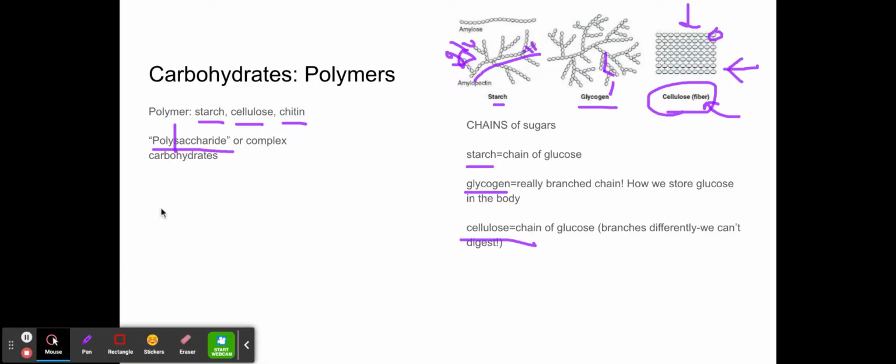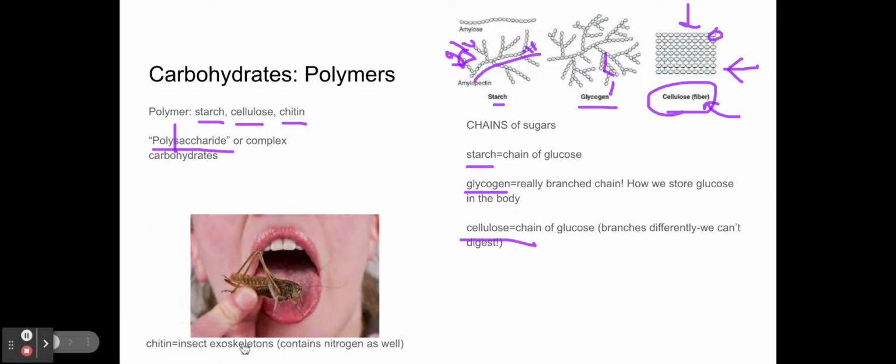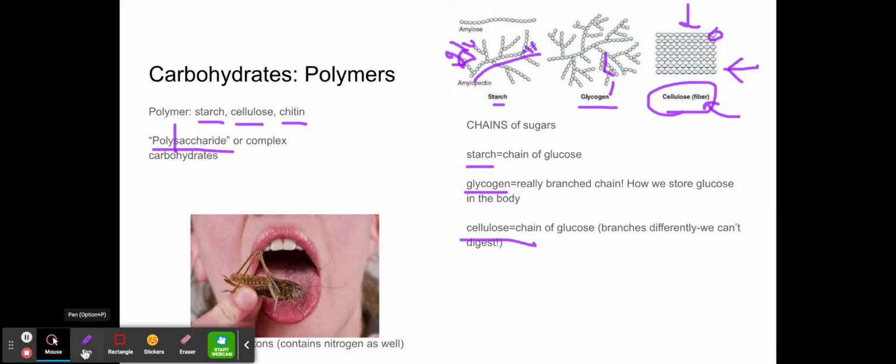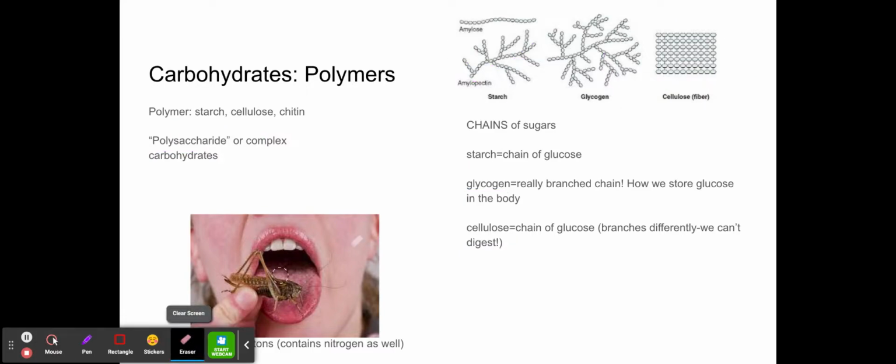Kind of cool. And then finally, we have chitin, which is found in the exoskeleton of insects. So if you eat insects, you're actually getting carbohydrates, and of course a little bit of protein, which we'll talk about later. Chitin is a little bit different from these other polymers because it also contains nitrogen. If you can never remember anything, just picture yourself crunching on a cricket and going, chitin. That is also a carbohydrate. I thought you'd find that interesting. Okay, so that is carbohydrates.